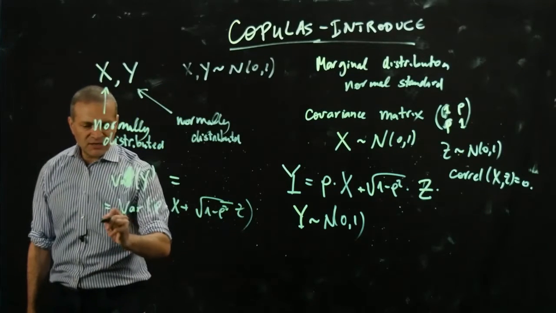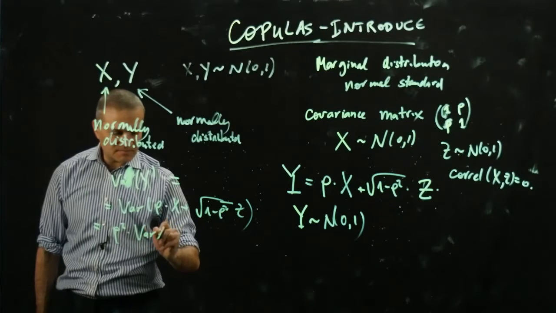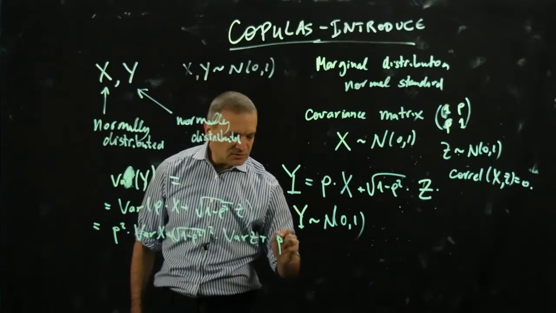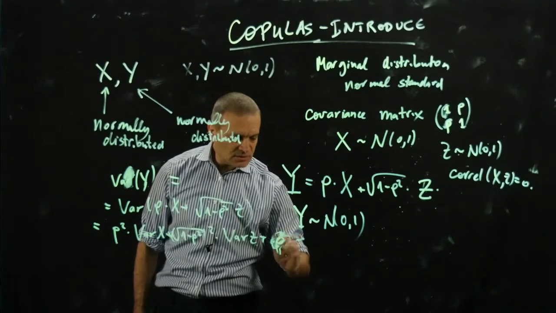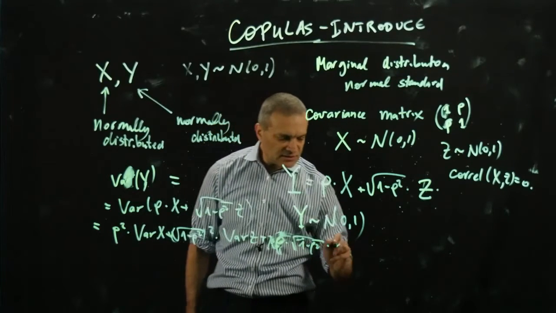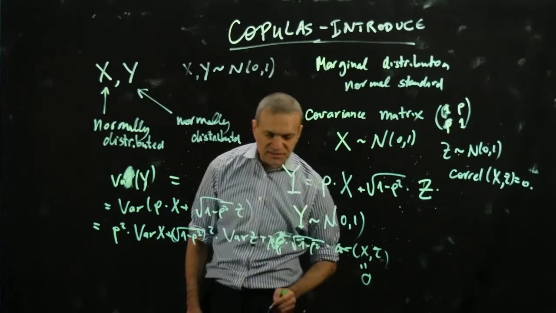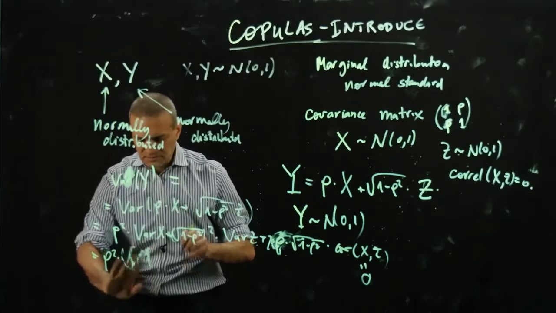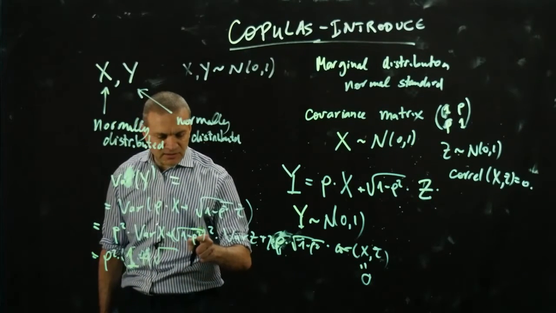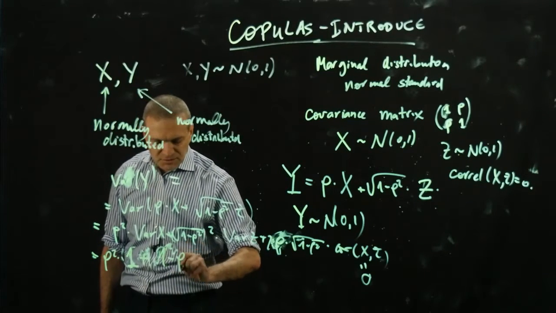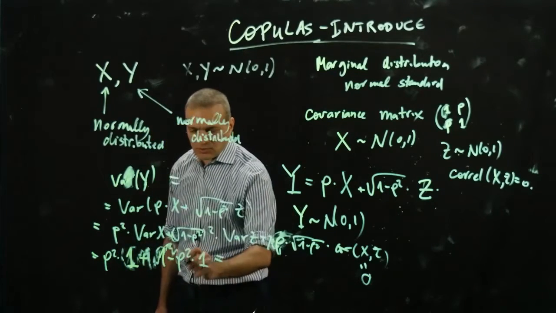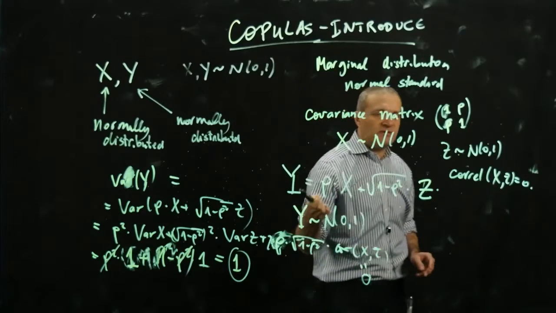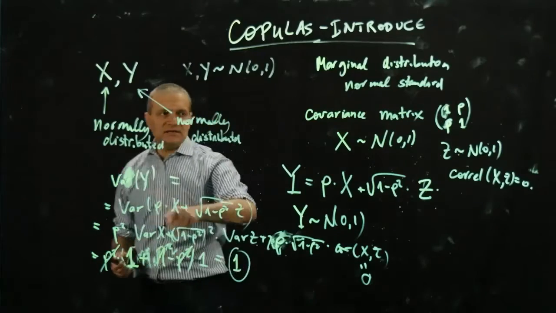This is going to be the variance of rho times X plus square root of 1 minus rho squared times Z, which is basically rho squared times the variance of X, plus 1 minus rho squared times the variance of Z, plus 2 times rho times the square root of 1 minus rho squared times the covariance of X and Z. But because the covariance of X and Z is 0, you get rho squared times the variance of X, which is 1, plus 1 minus rho squared times 1, because the variance of Z is 1. And when you cancel those, you get that this is 1.